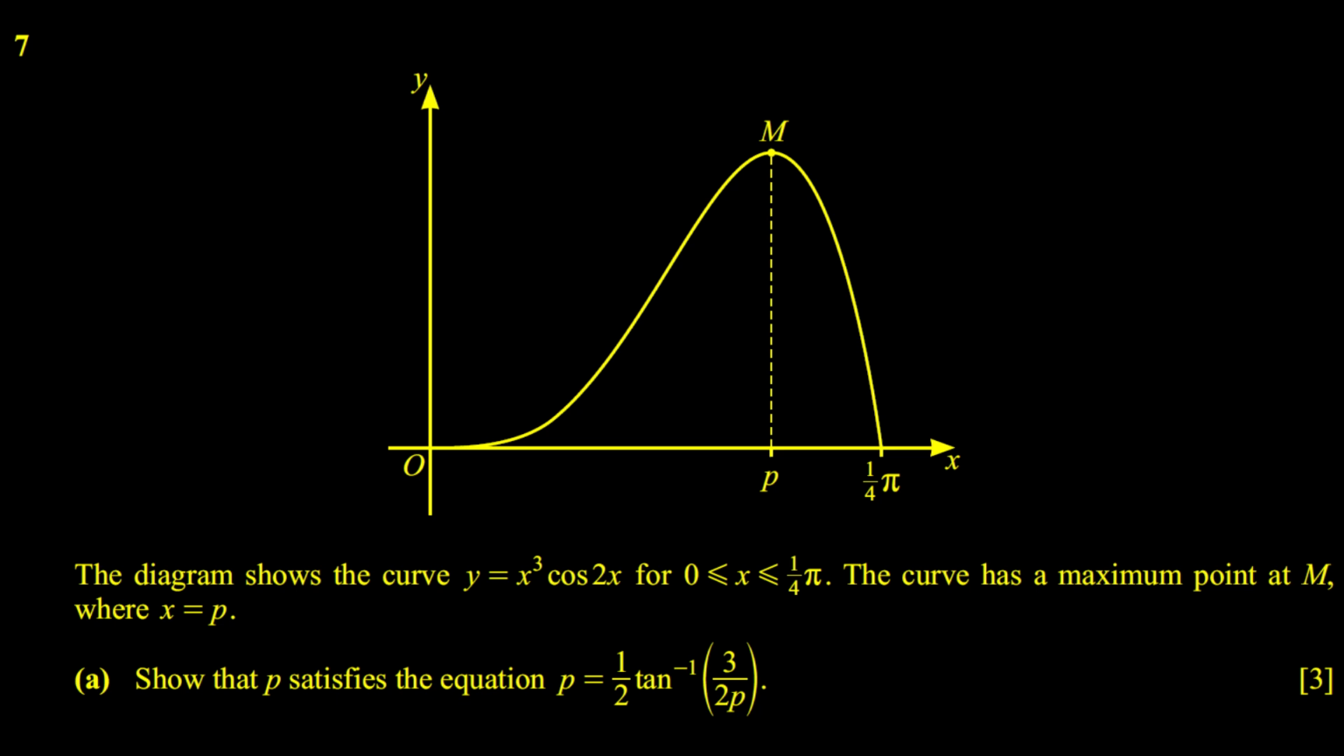And here is question number 7. The diagram shows the curve y equals x cube cosine 2x for x greater than or equal to 0 and less than or equal to pi over 4. The curve has a maximum point at M where x equals p. Show that p satisfies the equation p equals half tan inverse 3 over 2p. So let's discuss the solution.